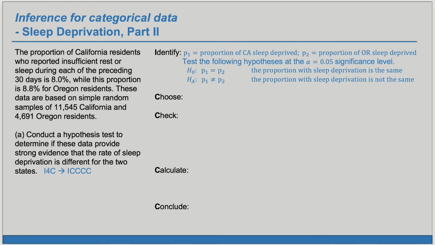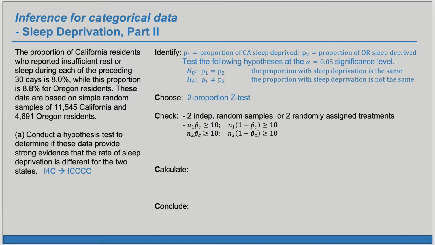And now we're going to choose the appropriate test. We're looking at two proportions, and so we can do the two proportion z-test. Next, we need to check that the conditions for this test are satisfied. We need two independent random samples or two randomly assigned treatments, and we need the success-failure condition to be met.